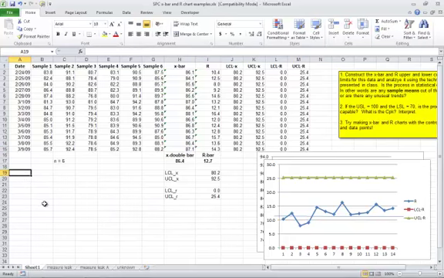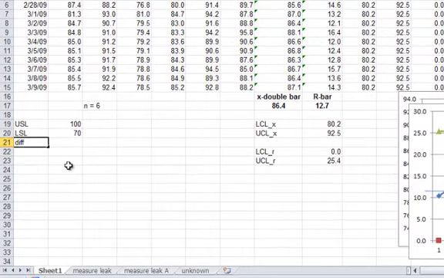Now we could say, is it capable? Is it capable of meeting spec? Well, the specs are upper spec limit of 100 and a lower spec limit of 70. So the difference is equal to 100 minus 70.